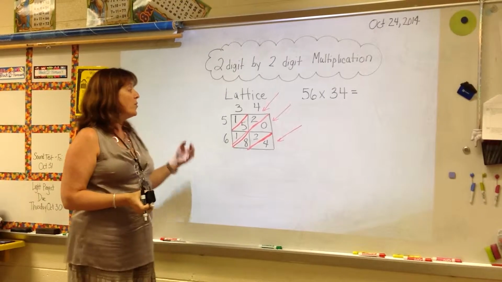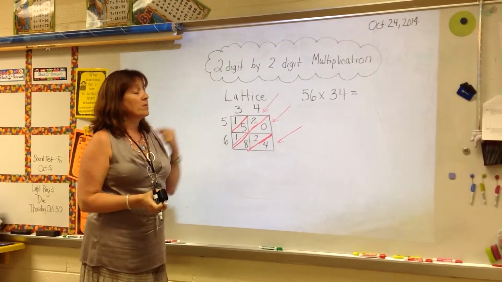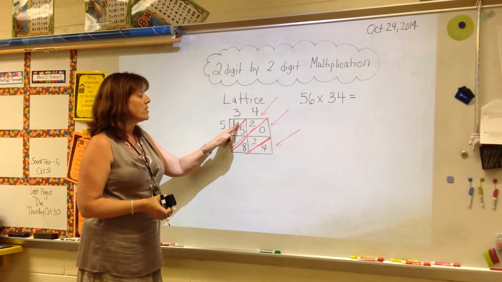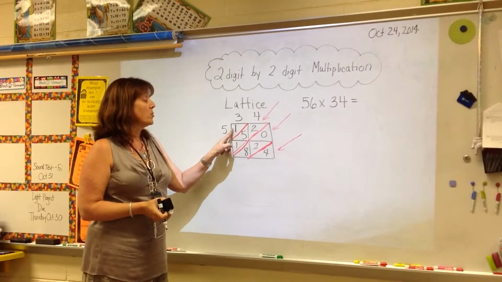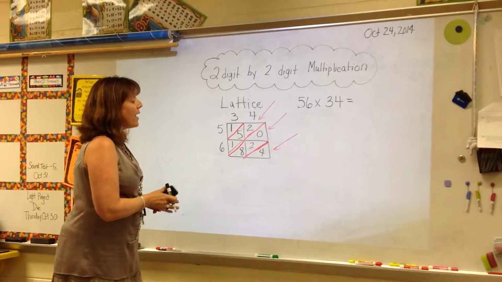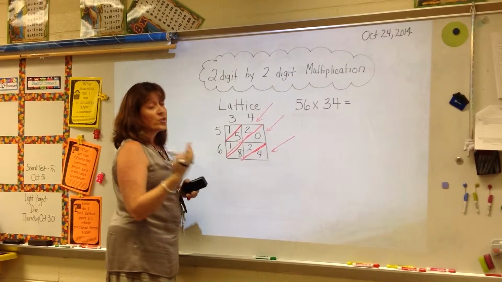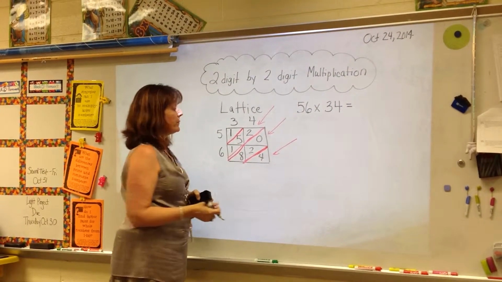Now I want to mention that if you have a problem like 2 times 3, which is 6, you're going to put a 0 here and the 6 in the bottom. Okay, so there'll be 0 10s and 6 1s. Now that we've filled in our box, we're going to do the addition portion.